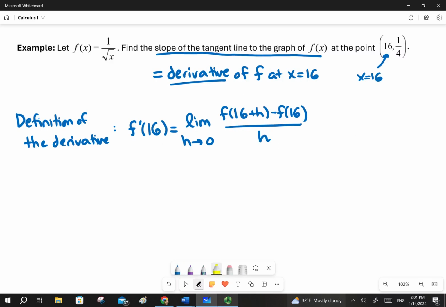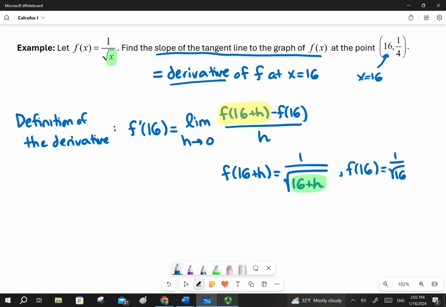For this particular example, f of 16 plus h is equal to 1 over the square root of 16 plus h, simply replacing the x in the square root with 16 plus h. f of 16 is 1 over the square root of 16, or 1/4. Note that I didn't really need to calculate f of 16 since that value was already given to me as the y-coordinate of the point (16, 1/4). But I find it never hurts to reinforce the function notation.